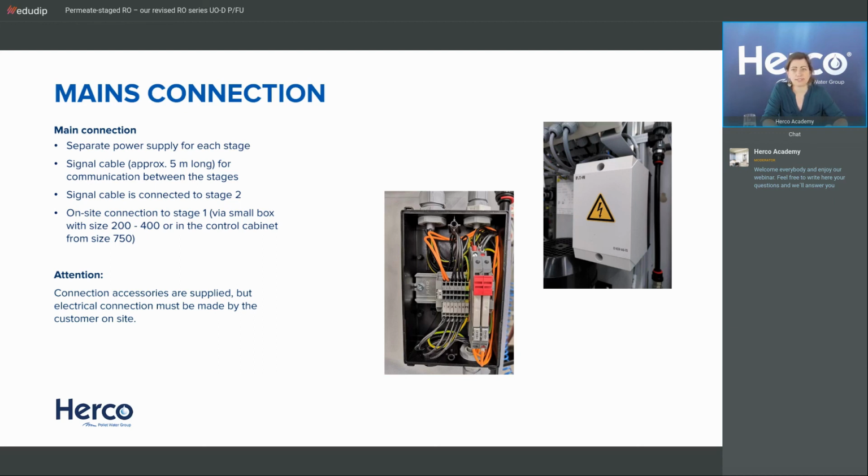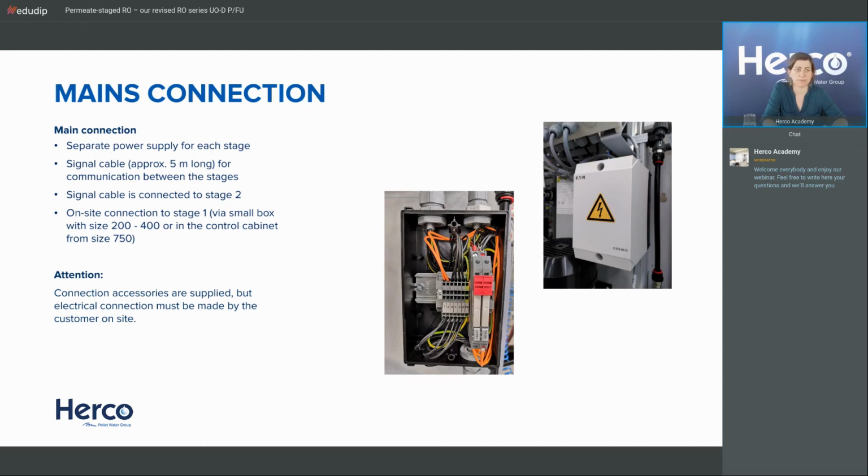And you connect the cable to that box. When you order the unit, stage 1 already comes equipped with a box, so that's easy. You just need to do the connection. When you retrofit it, we will deliver you all the accessories that are required. So you get the box and all that is inside. But you need to fix the box to stage 1 on site.